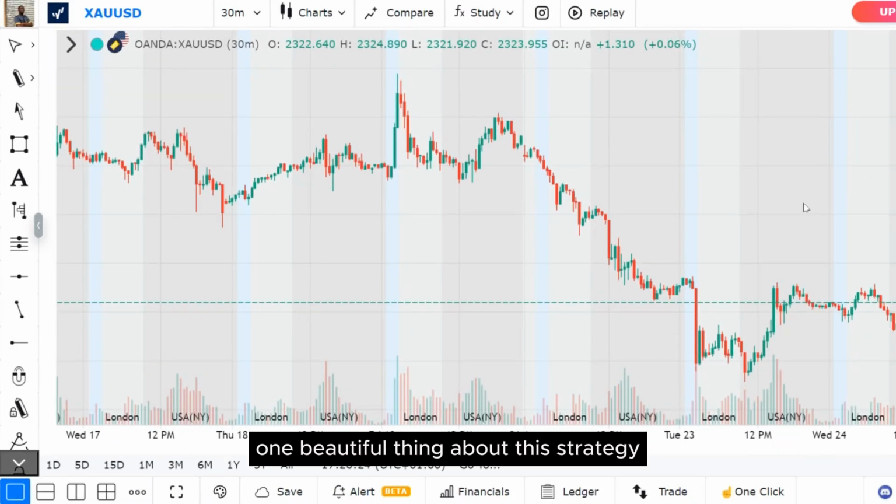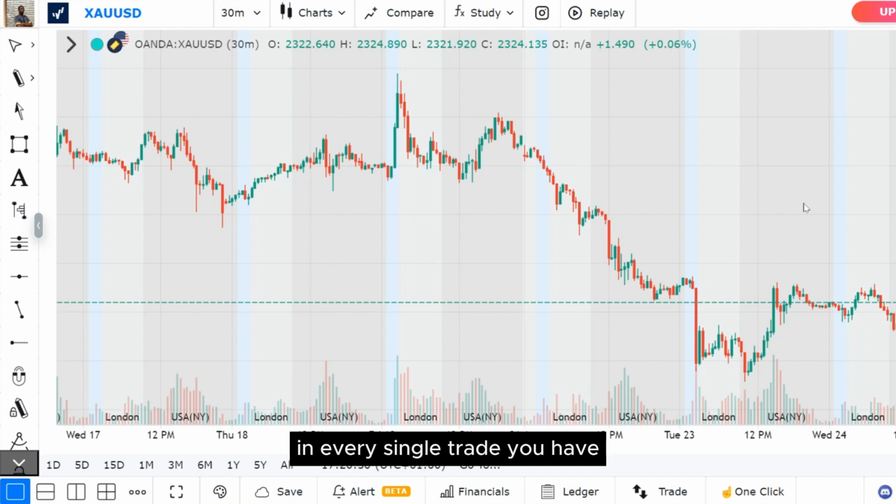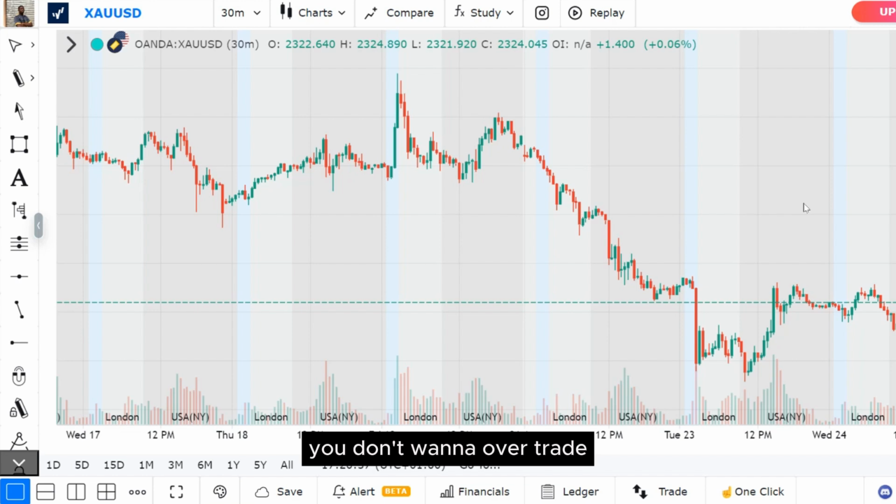One beautiful thing about this strategy is that it gives you 1 to 3 risk to reward in every single trade you have. And this actually helps you to have little trades. You don't want to overtrade. So you're only going to have little trades. You're going to have like a trade in a day or not even any trade in a day. So it makes you manage your fund properly. Now, make sure you watch to the end. Do not skip any part of this video so you don't miss any part.